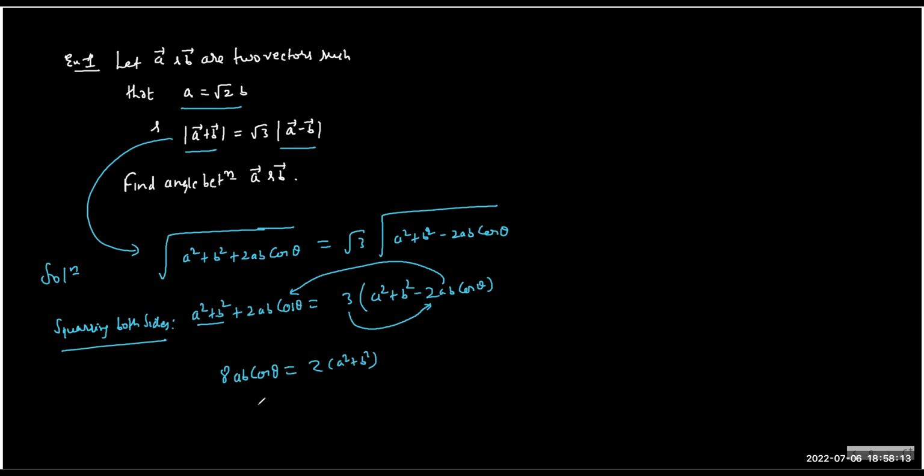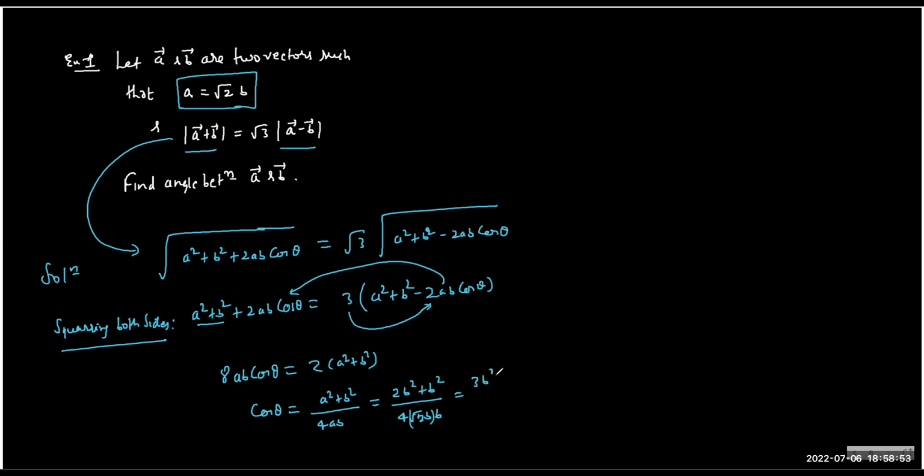Correct? So cos theta turns out to be how much? A square minus b square upon 4ab. Understood? This is the final answer. But now we have to use this relation to get a number. What is a? Root 2 times b. So you can substitute a square as root 2b square. So a square becomes 2b square plus b square upon 4a, which is root 2b into b.